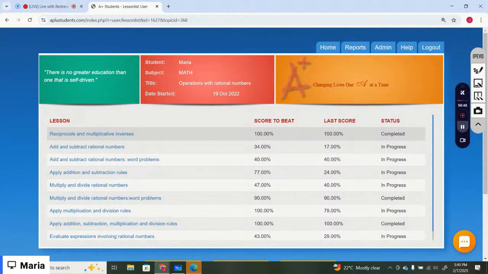So please make sure before the next session you can complete all the practice questions for the lessons we just did. That is your homework until the next session.